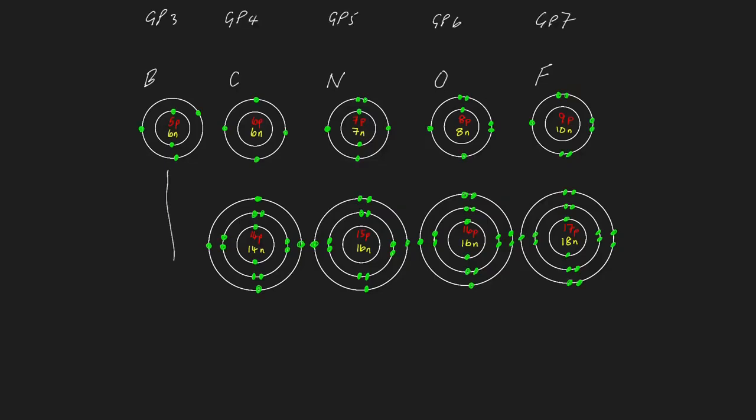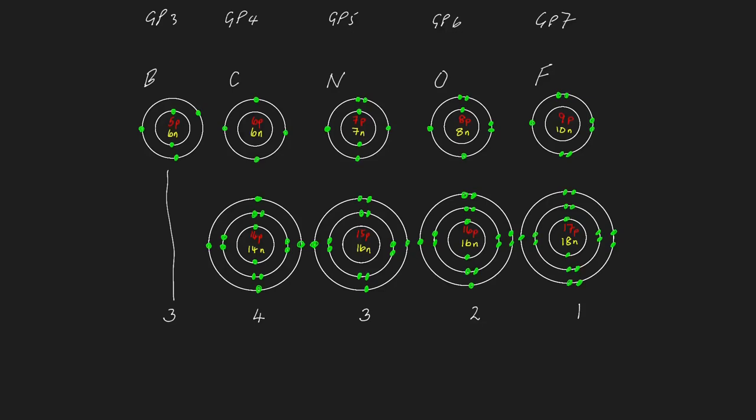Under group 3, it's 3. Under group 4, it's 4. Group 5 is 3. Group 6 is 2. And group 7 is 1. Can you see that group number doesn't always equal unpaired electrons? The number of bonds that are made goes along with the unpaired electrons, just like the metals.